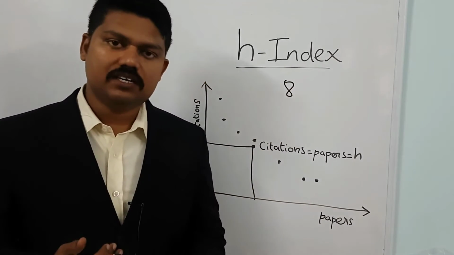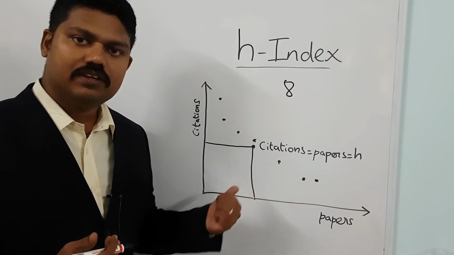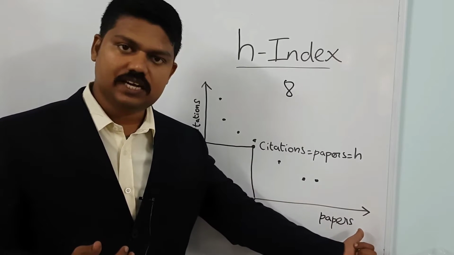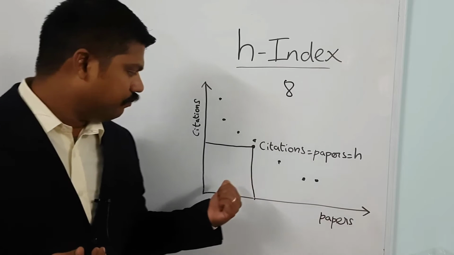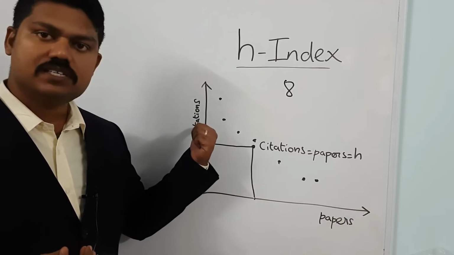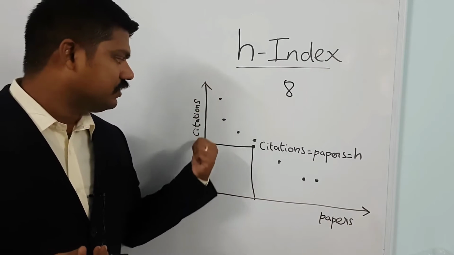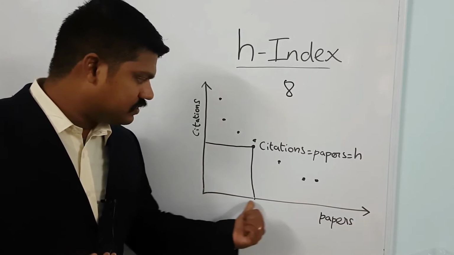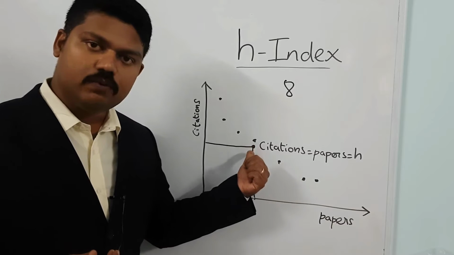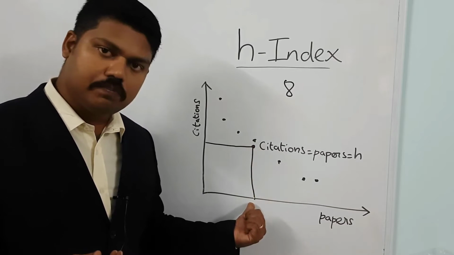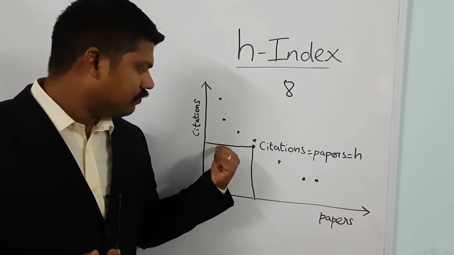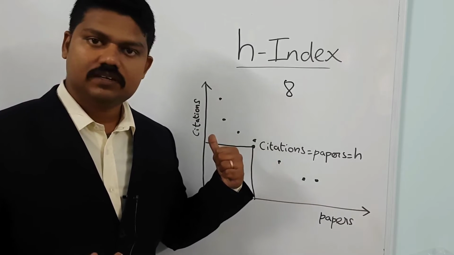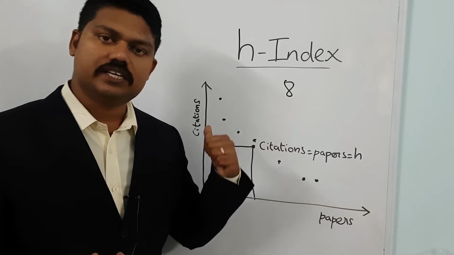So this can be better understood using this graph. You can see the number of papers which are published are listed in the x-axis. The number of citations which your papers have received is mentioned in the y-axis. So as you can see, there will be a point where the number of papers you have published and the number of citations it has acquired will coincide. So that will be your H-index score.